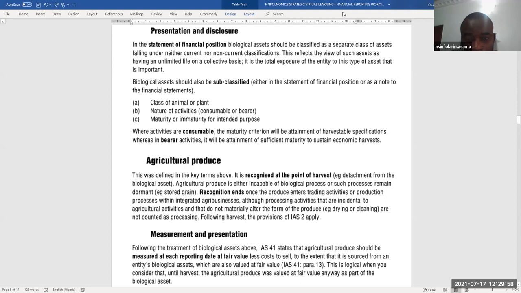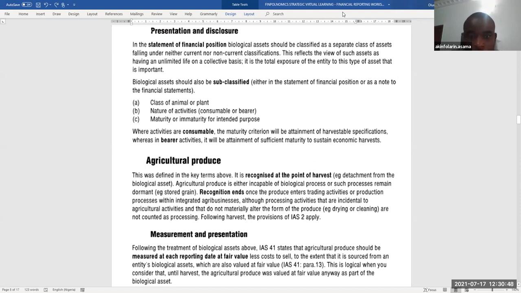Biological assets should also be subclassified, either in the statement of financial position or as a note to the financial statements. That is, 1, they should be subclassified in class of animal or plants, 2, nature of activities, if it is consumable or bearer, and 3, maturity or immaturity for intended purposes. Where activities are consumable, the maturity criterion will be attainment of harvestable specifications, whereas in bearer activities, it will be attainment of sufficient maturity to sustain economic harvest.